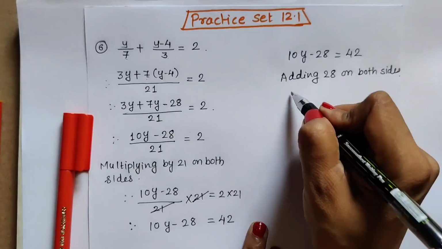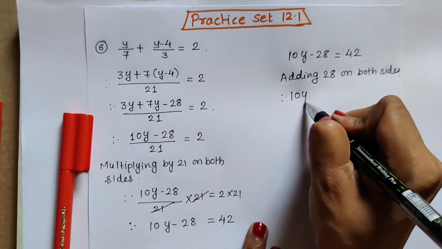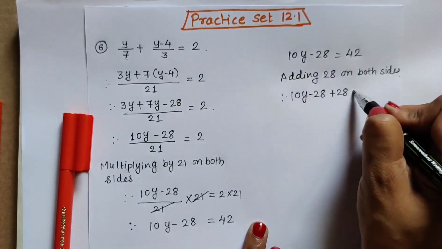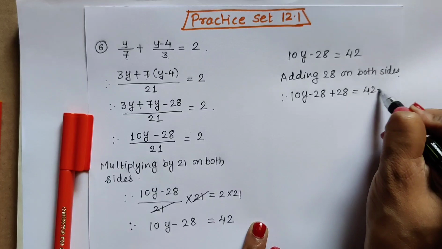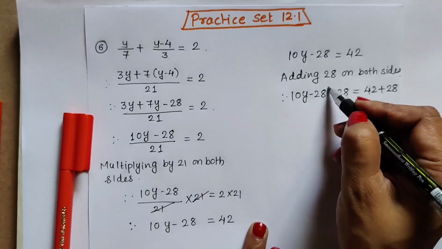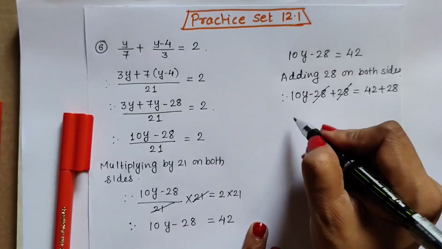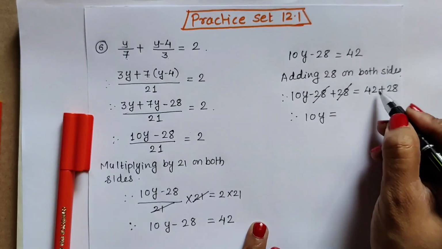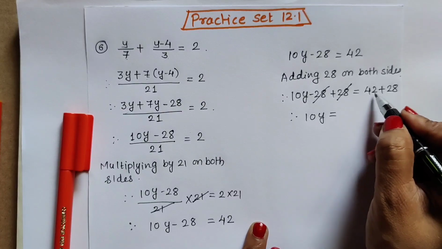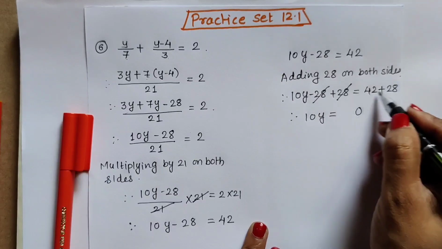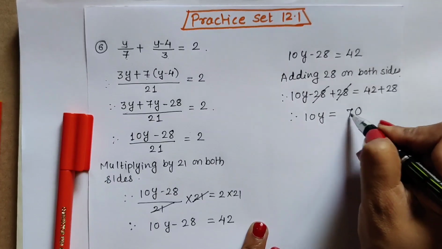So we will be adding: the left hand side 10y minus 28 plus 28, and on the right hand side also 42 plus 28. We have added 28 on both the sides. Now this minus 28 plus 28 cancelled. What is remaining? 10y. And 42 plus 28. What is the answer? We can add these two numbers. 2 plus 8 is 10. 1 carrying, 4 plus 2 is 6, plus 1 is 7.